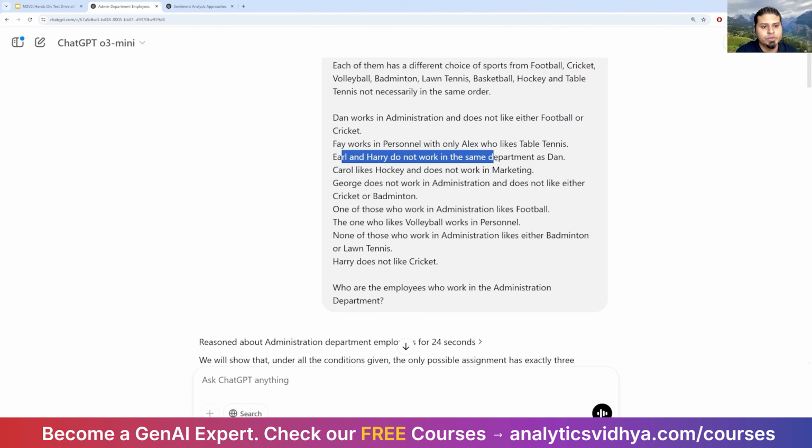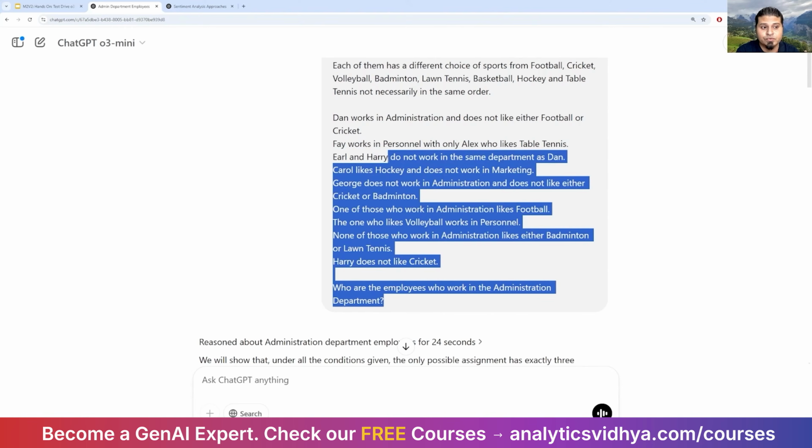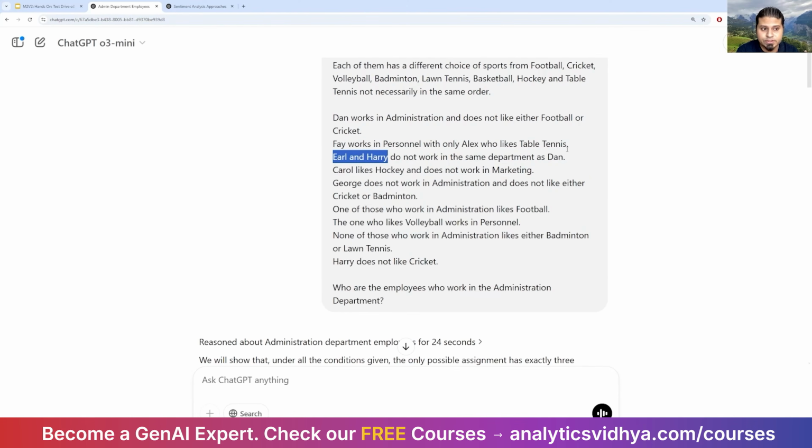Earl and Harry do not work in the same department as Dan, which means using this information, it could figure out that probably these 2 folks are not in administration and so on. In this way, we have a bunch of information about people who like a certain sport, and may or may not work in a certain department. And then the idea is, who are the employees who work in the administration department?